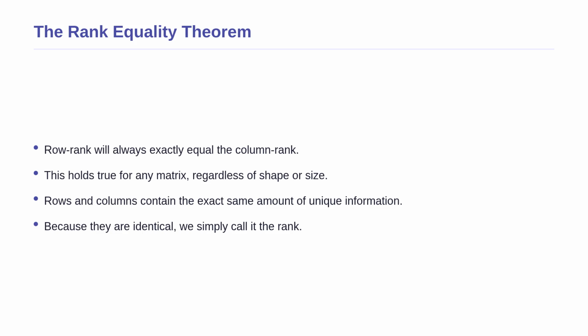This brings us to one of the most beautiful discoveries in linear algebra, the rank equality theorem. It states that for any matrix, regardless of its shape or size, the row rank will always exactly equal the column rank. It feels almost like magic. The rows and columns are completely different lists of numbers, yet they always contain the exact same amount of unique information. Because these two numbers are always identical, we usually drop the words row and column and simply call it the rank of the matrix.